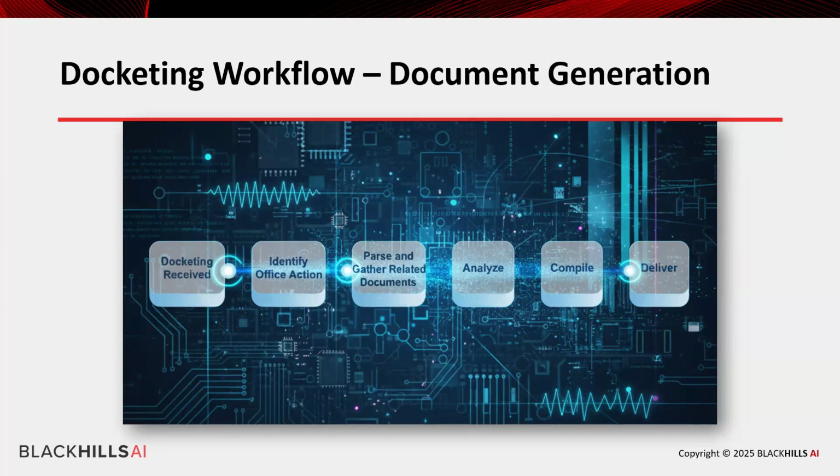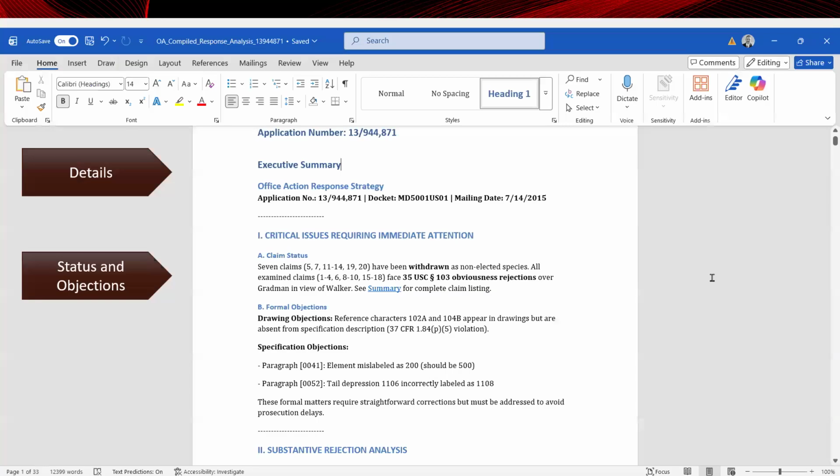So I can show a little preview of what that document package looks like. This is a different matter from the one that we just looked at. So this one, if I remember correctly, has some 103 rejections in it along with some objections. So we'll take a look at the start of this document.